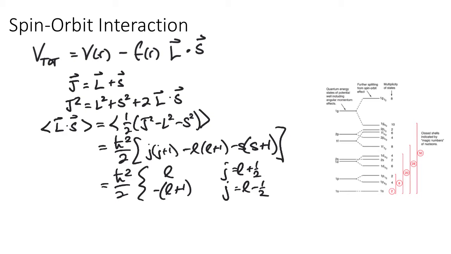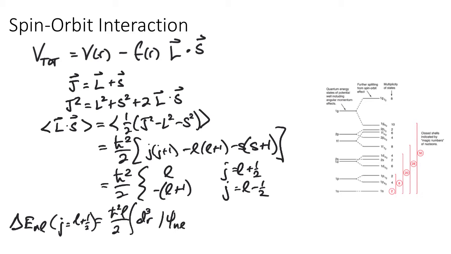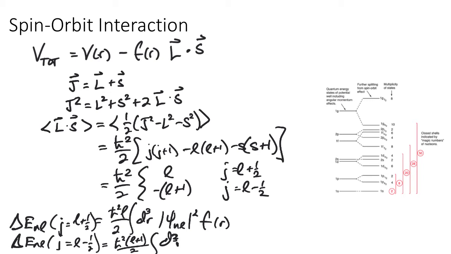So when we then calculate the change in the energy level, we have to do an integration over the wave function. If we do it in the case where J equals L plus a half, we get a term that looks something like h bar squared L over 2, and then we're doing the integral d cubed r over all space of the wave function psi n L squared times this f of r factor that we introduced. We can write a similar one when J equals L minus a half, and we get an h bar squared (L plus 1) over 2 times the same integral. And I forgot to put the minus sign in that one.